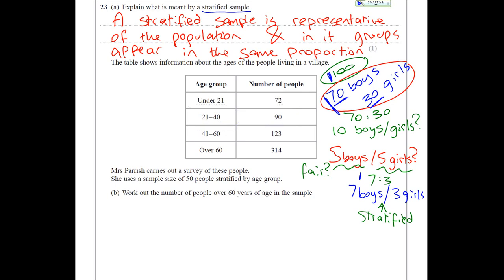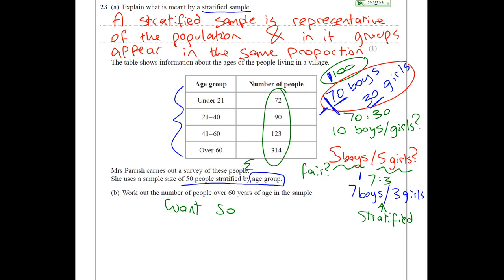Mrs. Parrish carries out a survey of these people. She uses a sample size of 50 people stratified by age group. Here we stratified by gender, boys and girls. Here, age group. Work out the number of people over 60 years of age in the sample. So we want 50 in total, okay? And we want to know what our population adds up to. So let's do the sum of these.